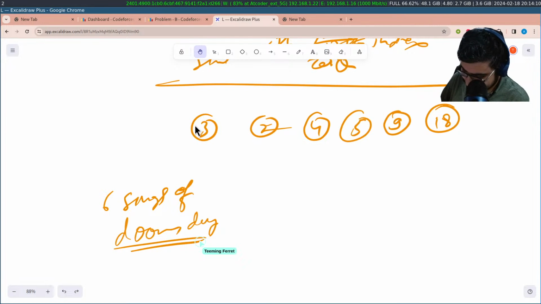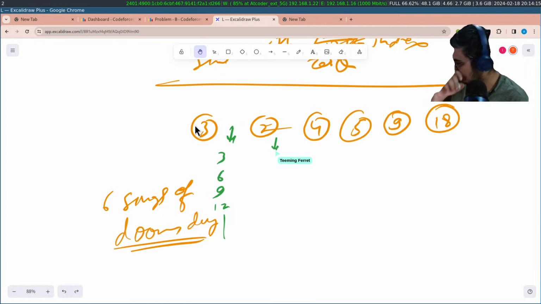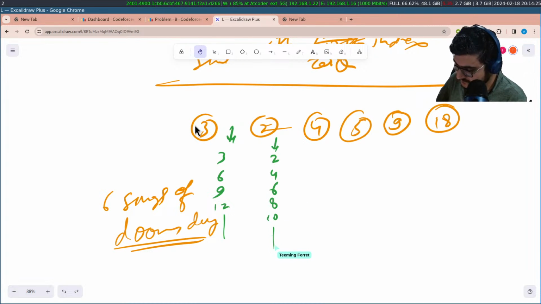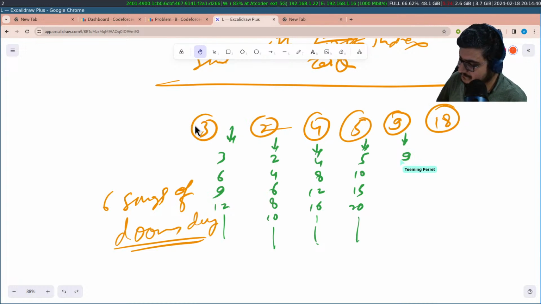First sign appears on day 3, 6, 9, 12, and so on. The second sign of doomsday appears on all the multiples of 2: 2, 4, 6, 8, 10, and so on. Third sign of doomsday appears on 4, 8, 12, 16, and so on. Fourth sign appears on 5, 10, 15, 20, and so on. Fifth sign appears on 9, 18, 27, and so on. And the last sign of doomsday appears on multiples of 18.